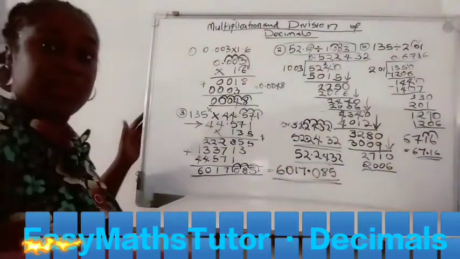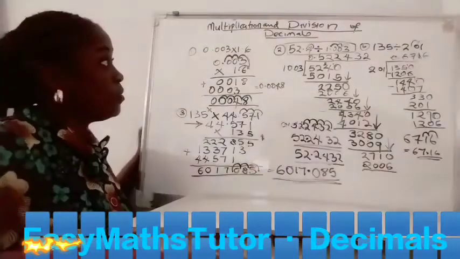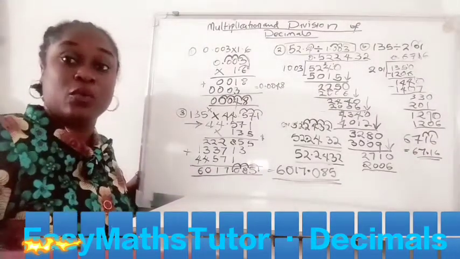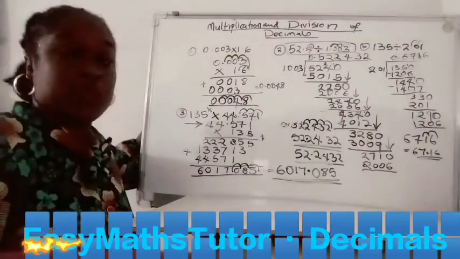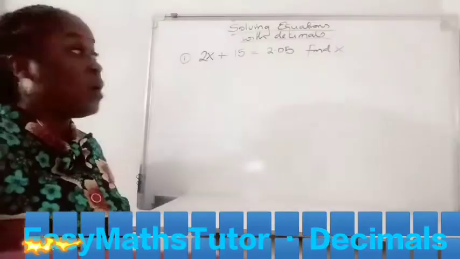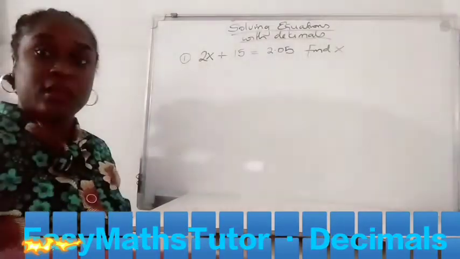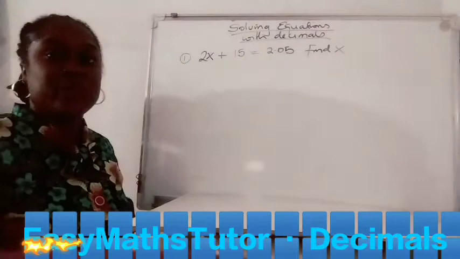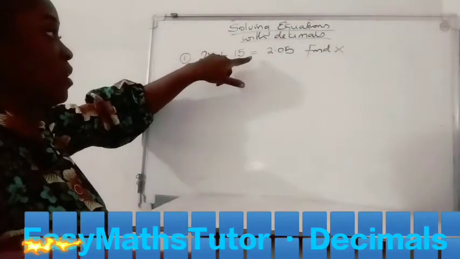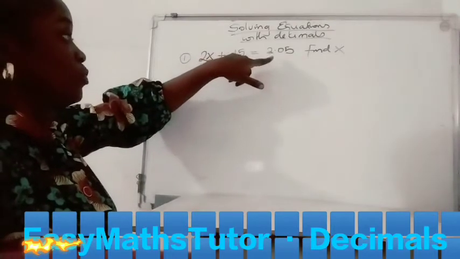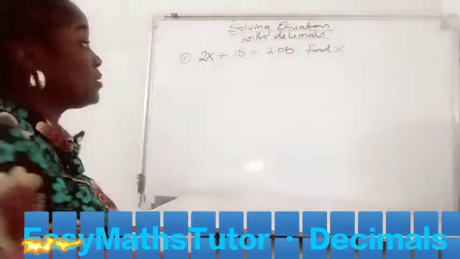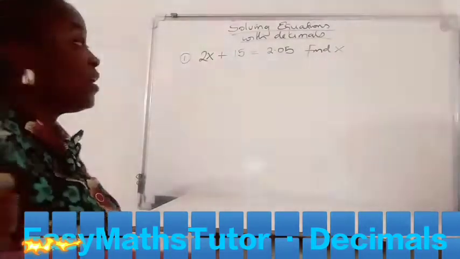So I believe everything is clear. So the next thing we're going to do, we are going to solve equations that contain decimals. So we have a specimen question here. 2x plus 15 is equal to 2.05. Find the value of x.